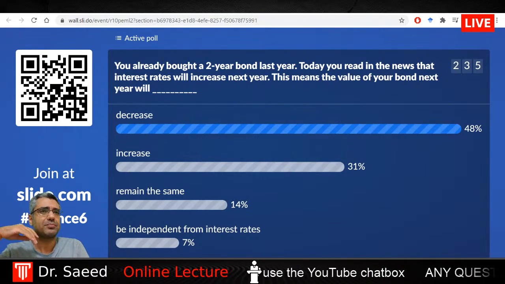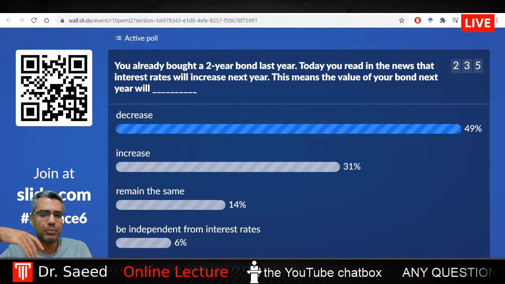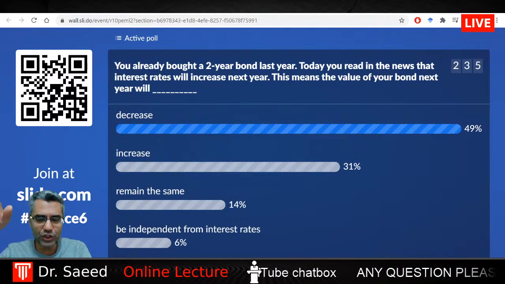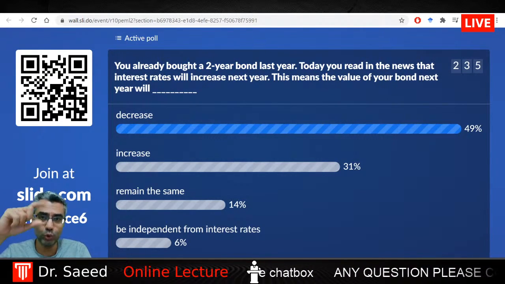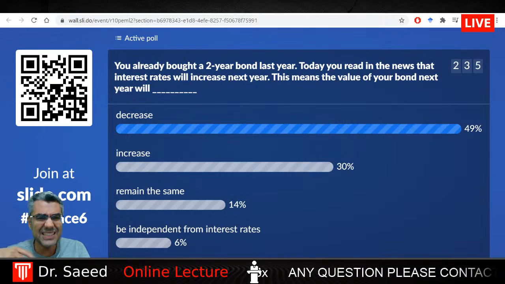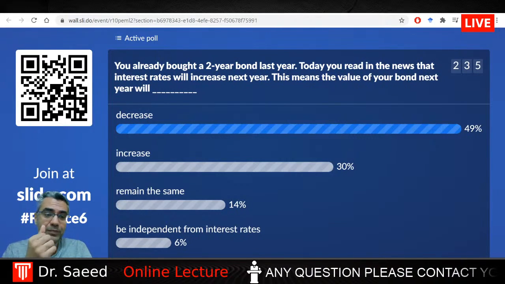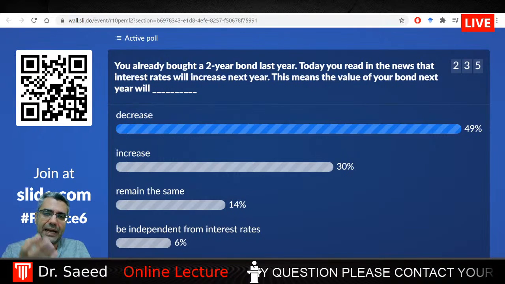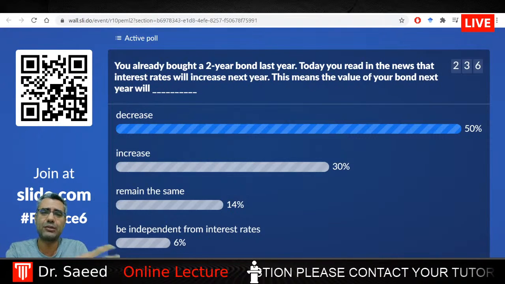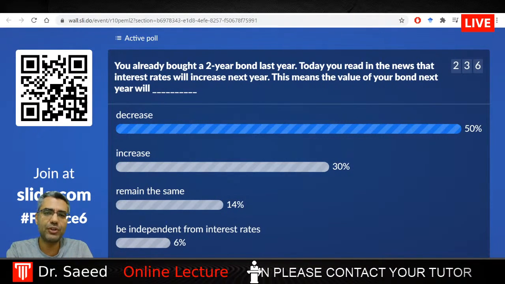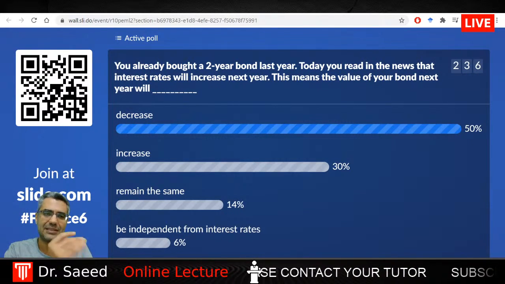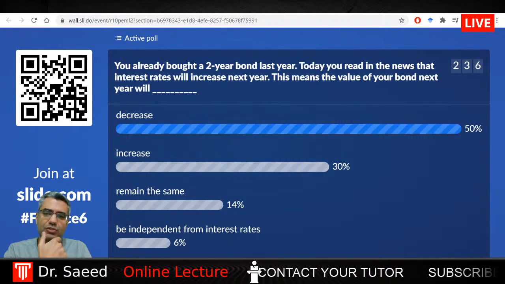And why? Because suppose the interest rate that a bond is offering you is 10%, but the market interest rate is 20%. So the coupon rate that the bond is offering you is 10%, but the market interest rate is 20%. Is this a good contract? No, because you can earn as much as the market interest rate. Even if you put your money in a bank account, you can earn 20%. But this bond is offering you 10%. So less interest. As a result, the demand for this bond will be less, and the price will be less.